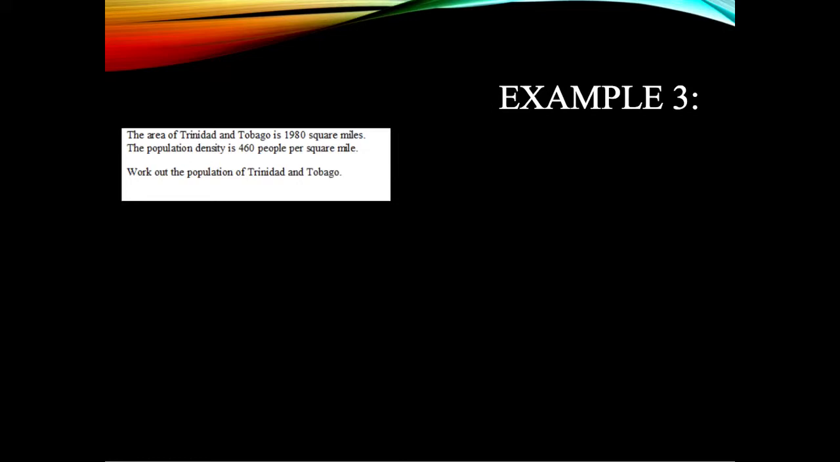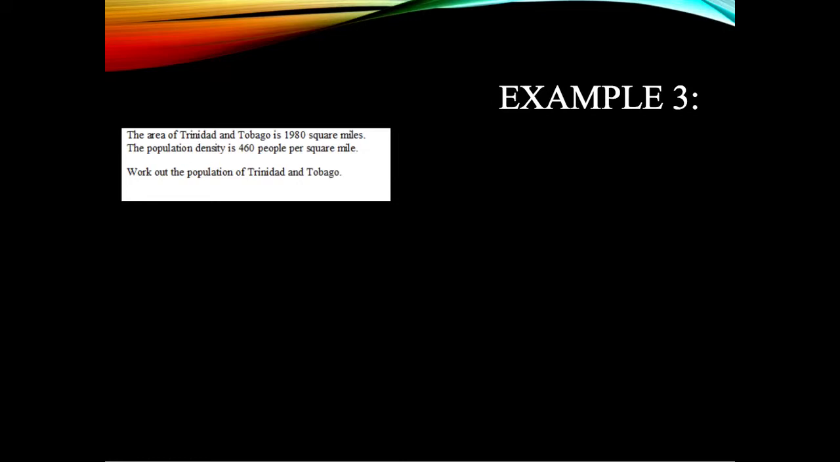In this example, it says the area of Trinidad and Tobago is 1,980 square miles. The population density is 460 people per square mile. Work out the population of Trinidad and Tobago. Okay, well, this isn't anything to do with mass and volume, but it's a very similar thing.